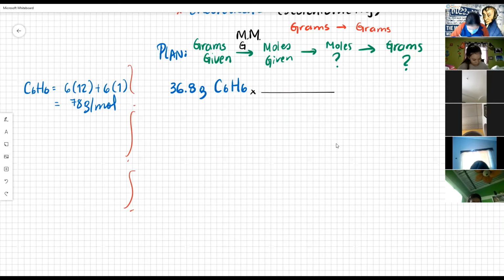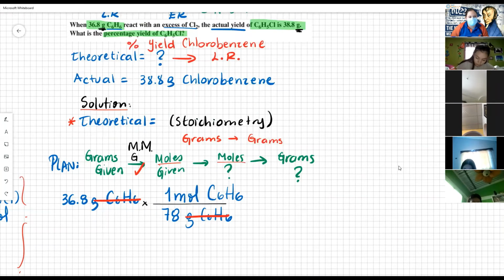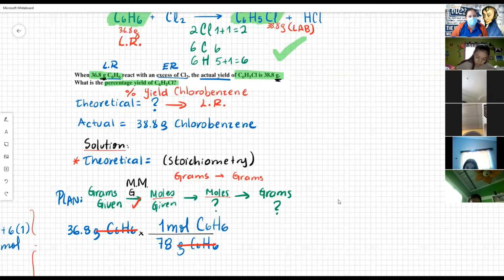So the 78 grams should be in the bottom, so I can cancel it, and in the top, 1 mole of benzene. Here we can cancel, and we continue. This step is already done. So now I need to work with moles given to moles unknown, so I need to use molar ratios. To use the molar ratios, I need to see the equation.